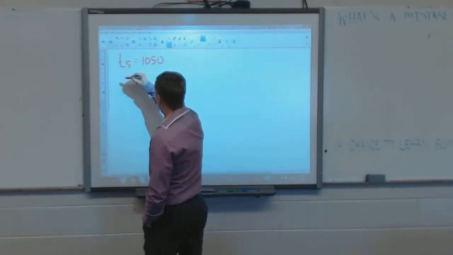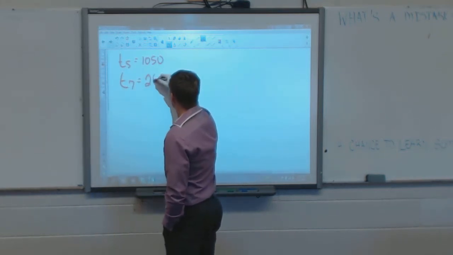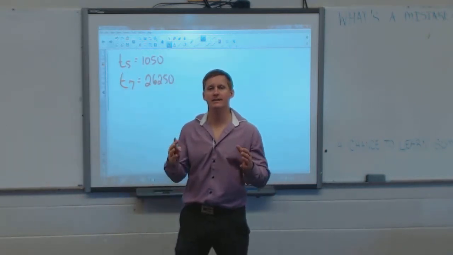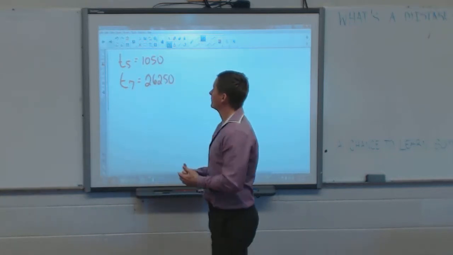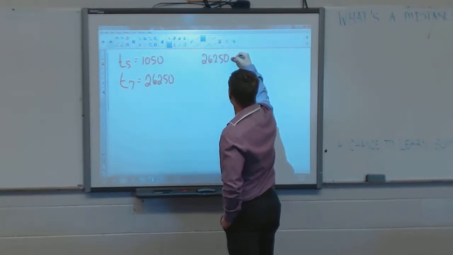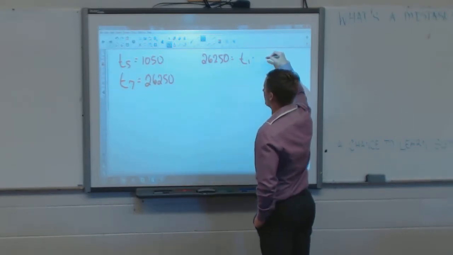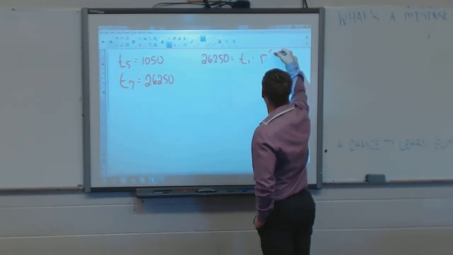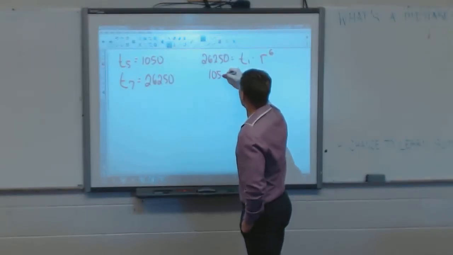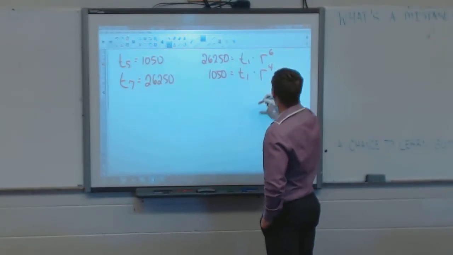The 7th term of the sequence, t to the 7 is equal to 26,250. Now I'm going to show you the little bit longer way, but it's more consistent with what we've already done before. So that is this. Let's write this out with the general term. 26,250 is equal to t to the 1, which I don't know what t to the 1 is. And I don't know what my r is, but I know it's to the power of 6 because it's n minus 1. Then I'm going to go 1,050 equals t to the 1 times r to the 4.